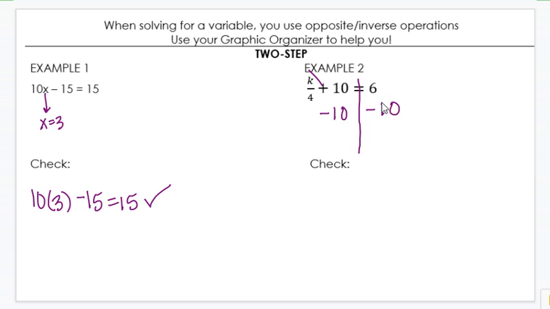And what you do on one side, you've got to do on the other. So we're going to subtract 10 over here. The positive 10 and the negative 10 are going to cancel, leaving us with just k divided by 4, and that is equal to 6 minus 10, and 6 minus 10 is negative 4.